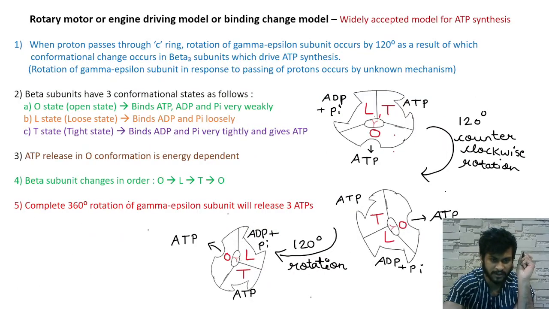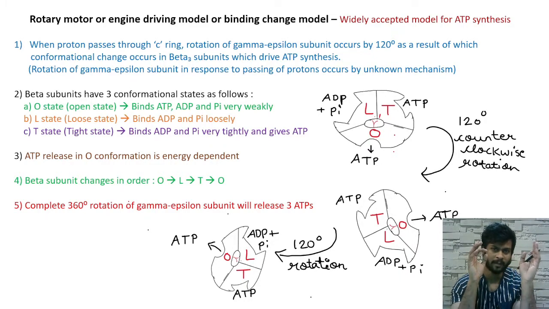The rotary motor or engine driving model or binding change model is a widely accepted model for ATP synthesis. When protons pass through the C ring, rotation of the gamma epsilon subunit occurs by 120 degrees, as a result of which conformational change occurs in the 3 beta subunits which drive ATP synthesis. Rotation of the gamma subunit and epsilon subunit in response to passing of protons occurs by an unknown mechanism.